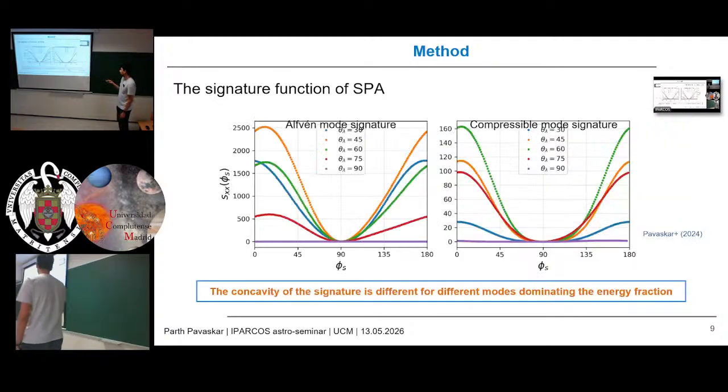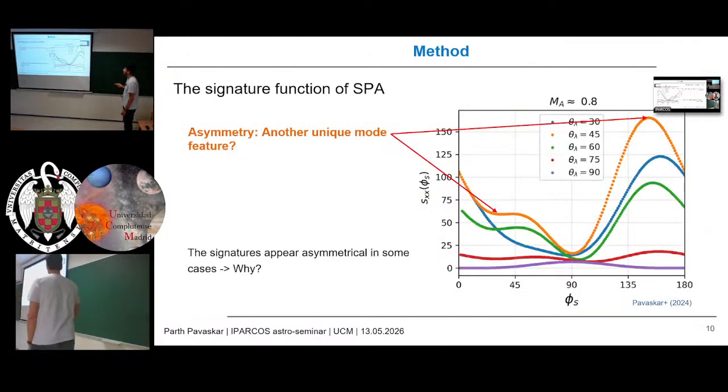So okay, this is one feature, the concavity. During my tests I also noticed that some of the signatures, especially when the turbulence was fully compressible, appeared to be asymmetric, which at first sight would make no sense, because we just rotated the Stokes frame from 0 to pi, so it should be symmetric. If it's asymmetric, it means that the contribution from the orthogonal magnetic field component is non-zero. Again, makes no sense.